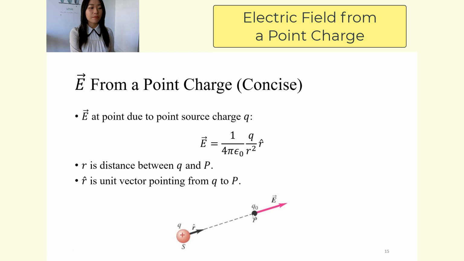And just a quick recap, a unit vector is a vector that has magnitude of 1. So the important information it gives is the direction. So again, from this formula, we can see that when we have a positive source charge, the electric field will be pointing away because the r hat we define is the unit vector pointing from the source charge to another point, P. On the other hand, when we have a negative source charge, the electric field will be pointing in this direction, toward the source charge.